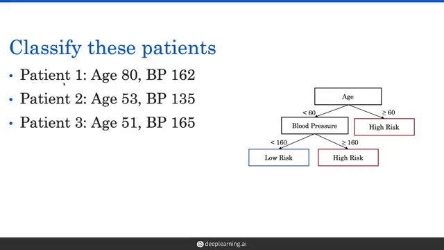How would we classify these three patients over here? Let's walk through this if-then structure. For patient 1, we see that their age is 80 and BP is 162. So we would look at the age and see that it's greater than 60, and we would classify this patient as high risk. For patient 2, we would see that their age is smaller than 60, and we would look at their blood pressure to determine that they are low risk. Finally, for patient 3, we would see that their age is smaller than 60 and blood pressure greater than 160, so we would classify them as high risk.